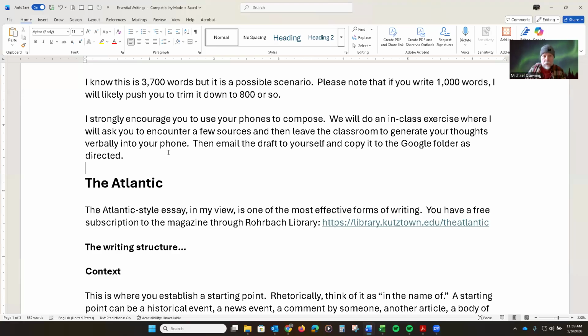We will be using Google folders. I'll talk all about that in class. There will be a folder. This will be for your in-class text generation. You will have a Google Doc in there, and then you will email that work to yourself and copy and paste it into that. And then we're going to see what we've generated.